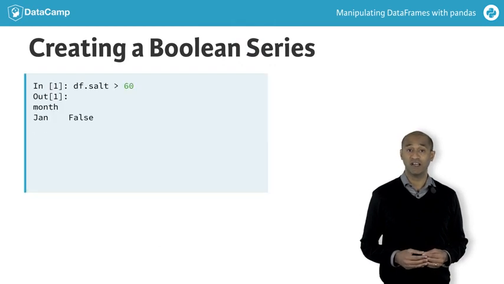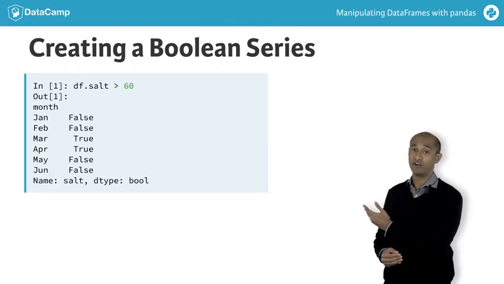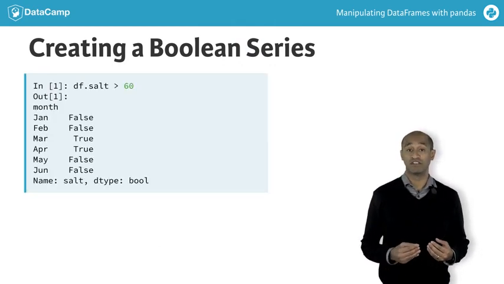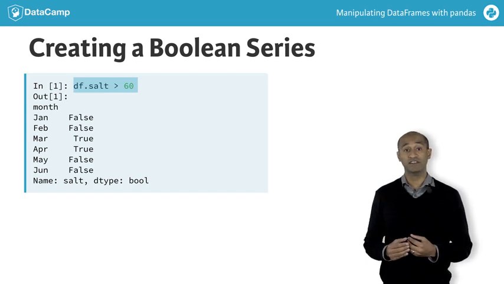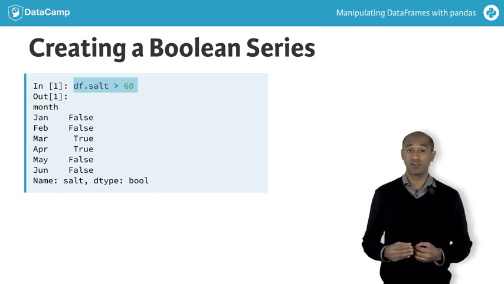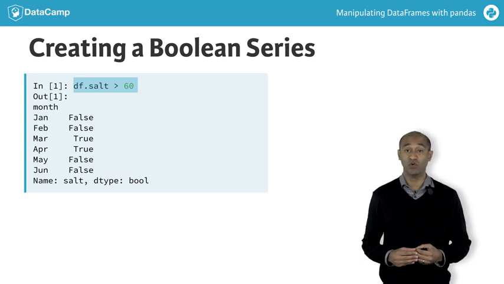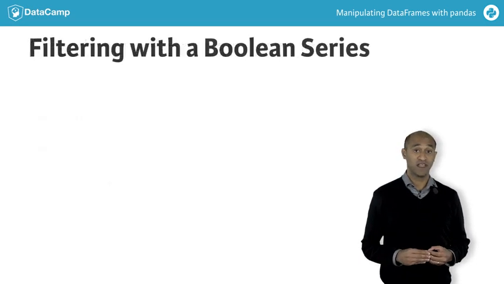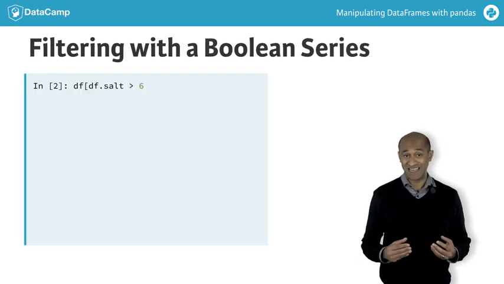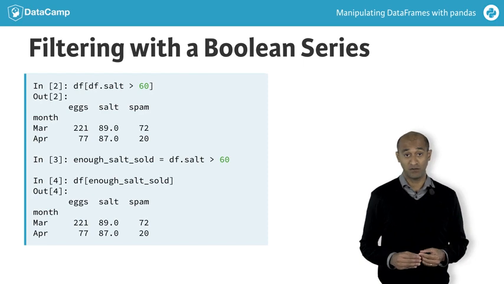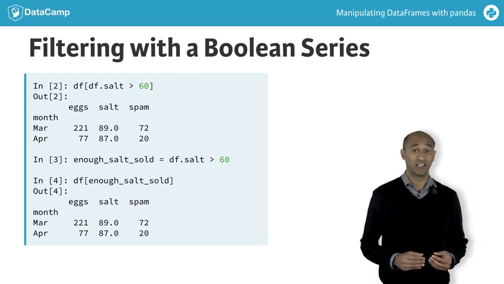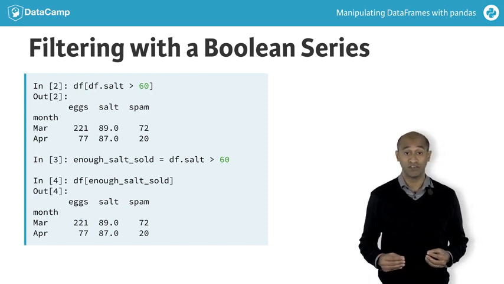Underlying filtering is the idea of a Boolean series. Here, we ask where in the salt series the number of sales recorded is greater than 60. The series returned has true or false values according to whether the salt sold in that particular month was more than 60 units. In itself, a Boolean series isn't that useful, but when it is used to select from a series, data frame, or array, it is very powerful. When used to make a selection, a Boolean series is called a filter.